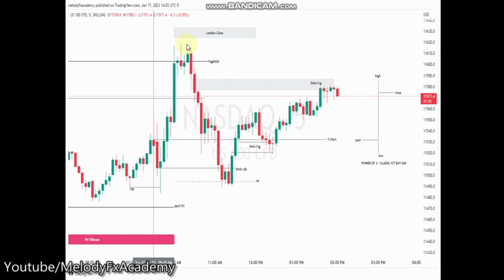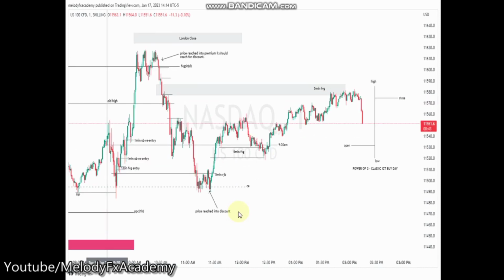Because if you project this from this high to this low, this is premium. The idea is to buy at discount and sell at premium. So let's break it down further on the 1 minute time frame. So this is the opening price.